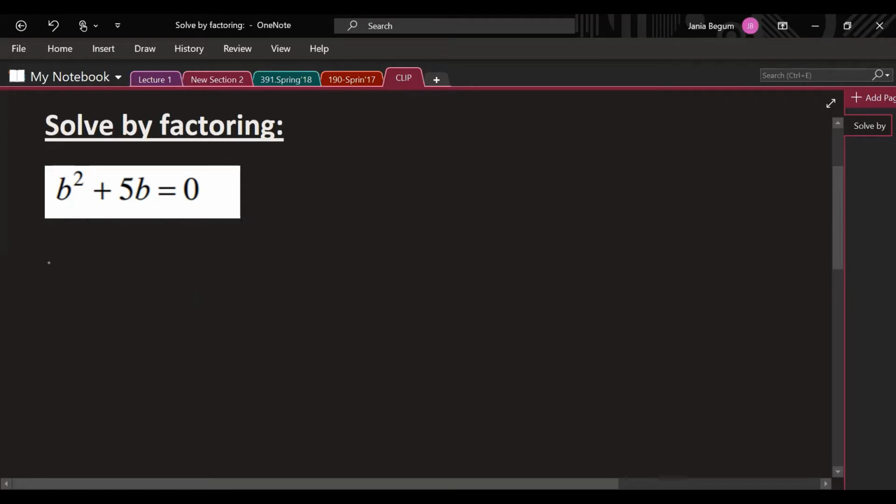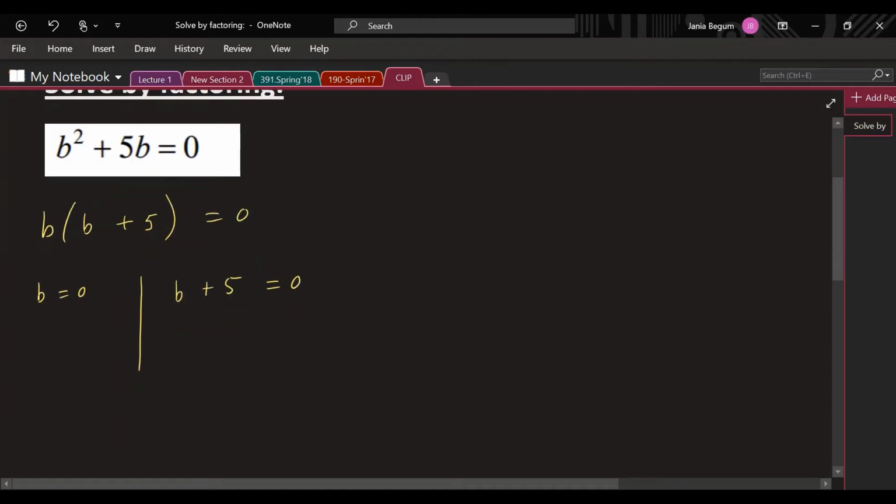So let's factor out a b. So we'll have b times b plus 5 equals 0. Now that we have two factors equal to 0, we can set each one of them equal to 0. So we have b is equal to 0, and we have b plus 5 equals 0. And then you solve each equation independently.